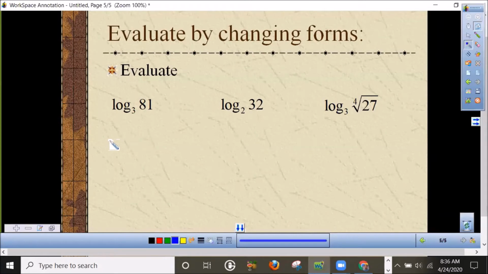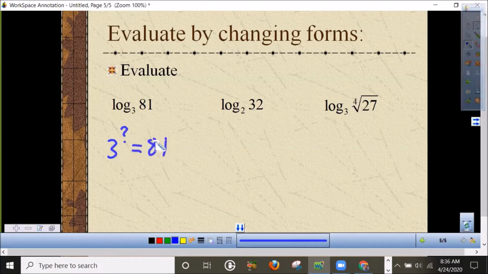The idea here is that the base is 3, the power is unknown, and the result is 81. Well, we've solved exponential functions like this before by kind of a guess and check method. 3 to what power is equal to 81? And the answer is that the power needs to be 4. Remember that a log is basically identifying a power.